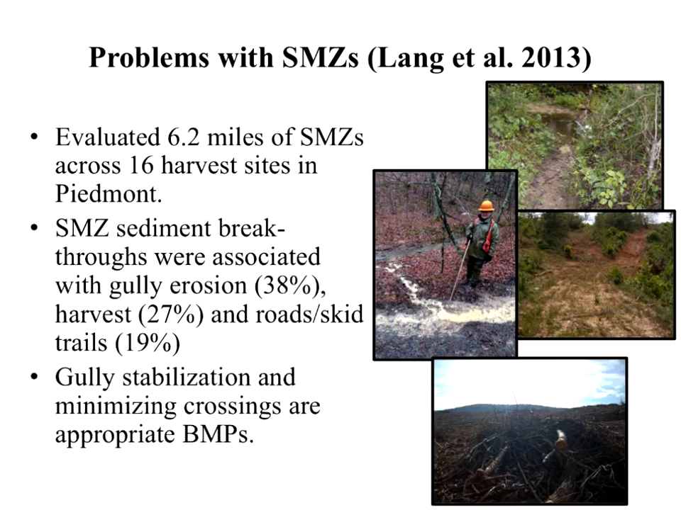A.J. Lang's doing a study where he's evaluating some problems with SMZs. This is similar to some work that Red Jackson's done down in Georgia, looking at where SMZs fail and why they fail. He basically walked all the SMZs on 16 harvest sites. He looked at 20 harvest sites, but 4 of them didn't have any SMZs. Basically, what causes the SMZs to fail are these old agricultural gullies, and when you harvest a site, you've got more water running down these ag gullies and they're reopening. In some instances it's just due to activities with the harvest, but a high percentage were also due to problems with roads and skid trails, those types of things. So gully stabilization and minimizing the number of crossings would be 2 BMPs that could be really important there.